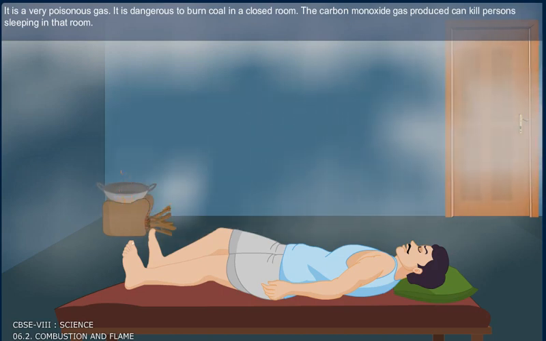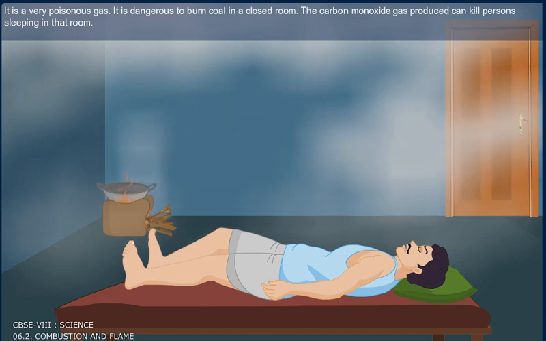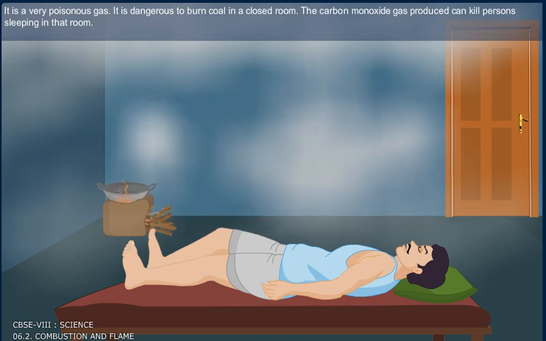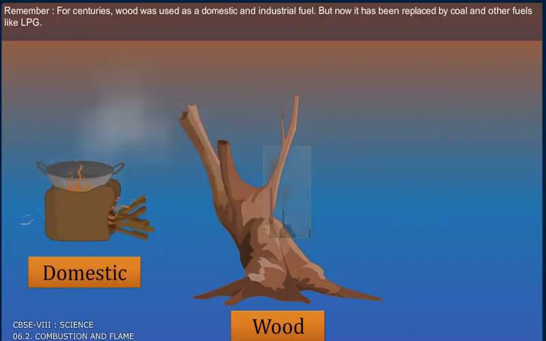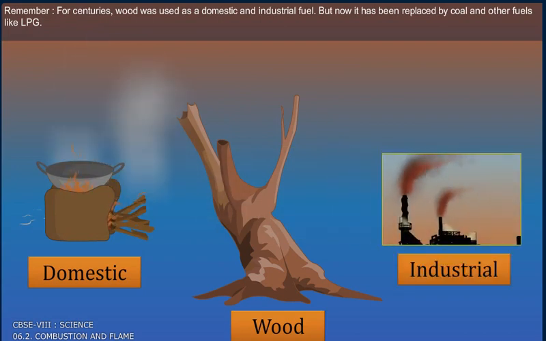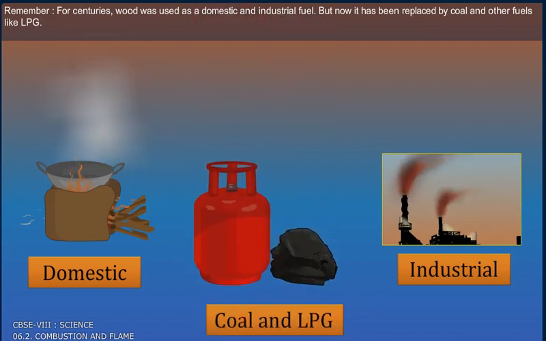It is dangerous to burn coal in a closed room. The carbon monoxide gas produced can kill persons sleeping in that room. Remember, for centuries, wood was used as domestic and industrial fuel, but now it has been replaced by coal and other fuels like LPG.